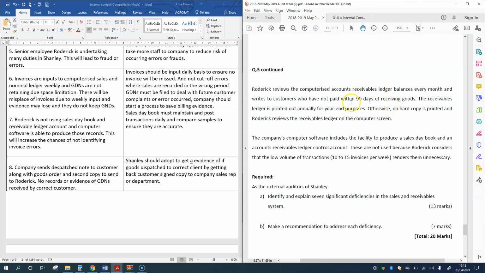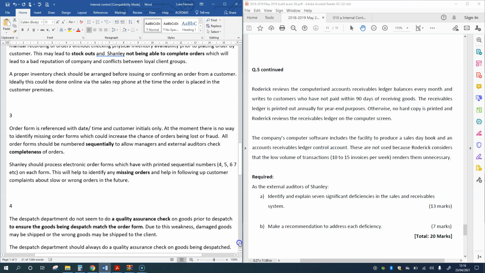Not paid in the 90 days. Okay, you could say there might be a better way of doing that, in terms of size as well, is important. The size of the debt as well as the age of the debt. And Roderick doesn't use control accounts, so we'll look at that one. And here it is. This will increase the chance of not identifying errors, and you need to explain why that is. What does the control account do? So you need to show that you know what the control account does.